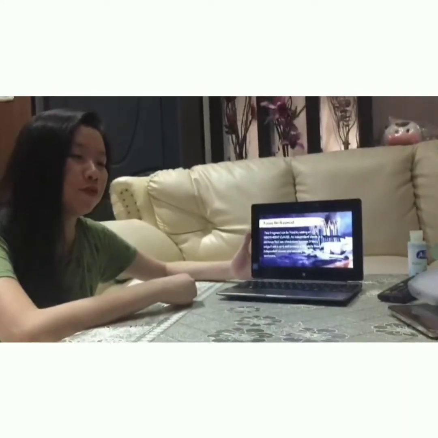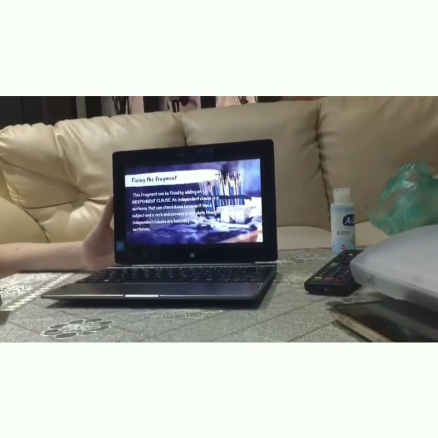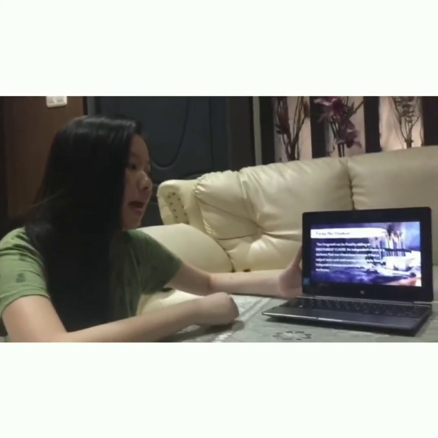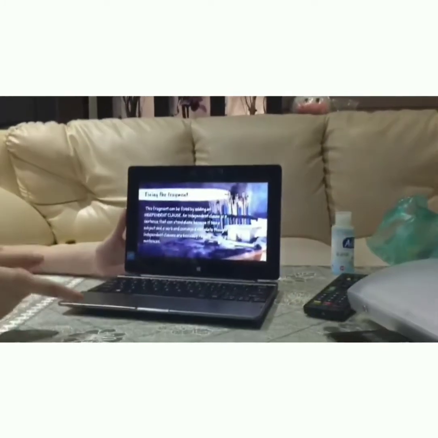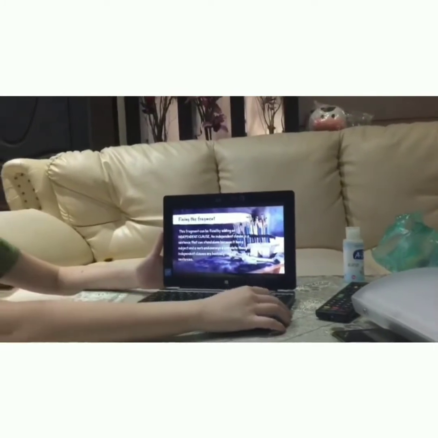Now, fixing the fragment. A fragment can be fixed by adding an independent clause. An independent clause is a sentence that can stand alone because it has a subject and a verb and conveys a complete thought. Independent clauses are basically regular sentences.